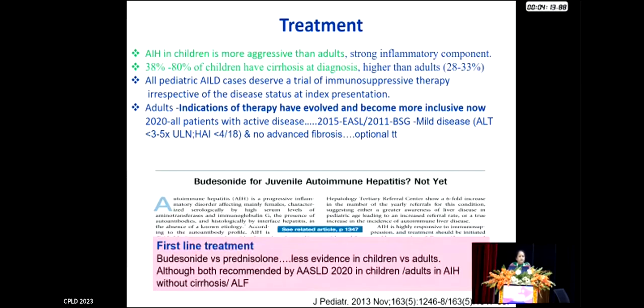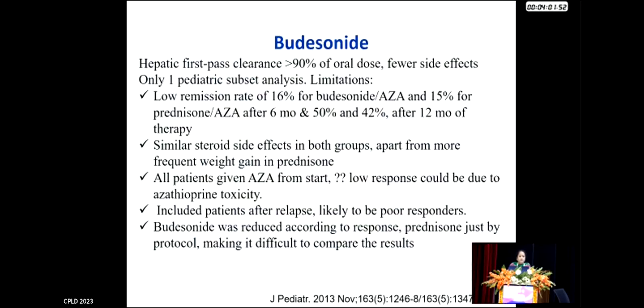Now, budesonide is recommended, as we heard Sami telling, as a first-line therapy, but we are not yet there as far as children are concerned. The evidence in children in favor of budesonide is much less as compared to adults. There is only one study, where the remission rates were much poorer, about 16%, and with prednisolone up to 15%. Similar doses were given, and the steroid side effects were similar, except that the children given budesonide had lesser weight gain. So we need more studies because this study has a lot of limitations, and as of today we cannot recommend budesonide in children, except for a very selective group.